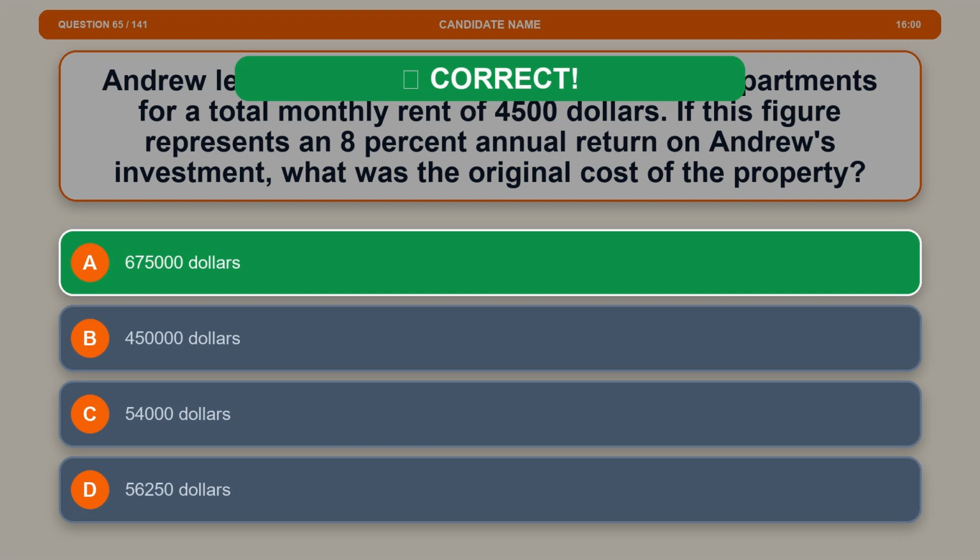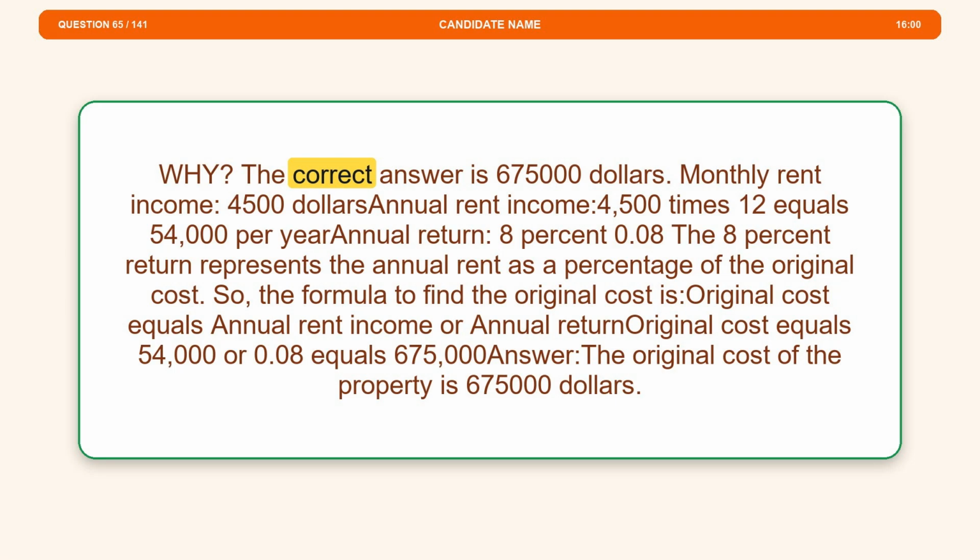The correct answer is option A, $675,000. Monthly rent income, $4,500. Annual rent income, $4,500 times 12 equals $54,000 per year annual return. The 8%, or 0.08, return represents the annual rent as a percentage of the original cost. So the formula to find the original cost is annual rent income divided by the rate. Original cost equals 54,000 divided by 0.08 equals 675,000. Answer: the original cost of the property is $675,000.